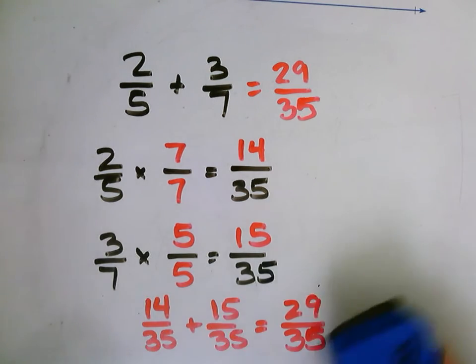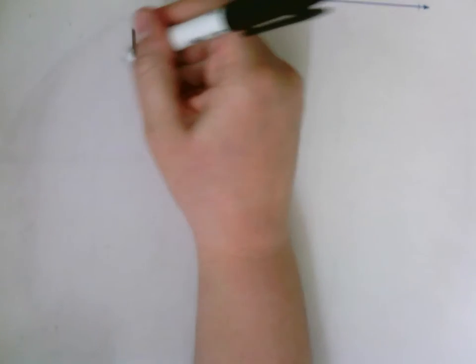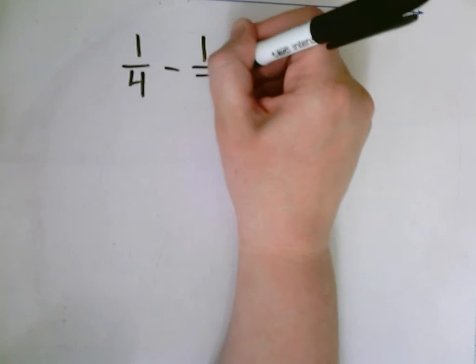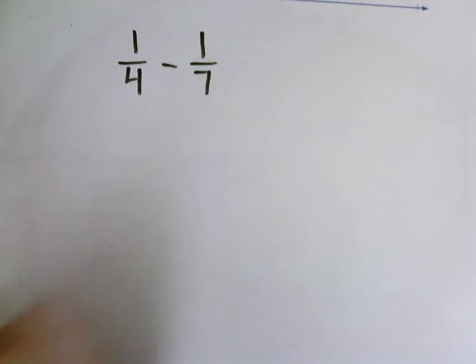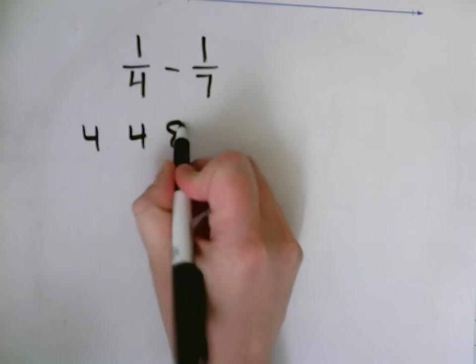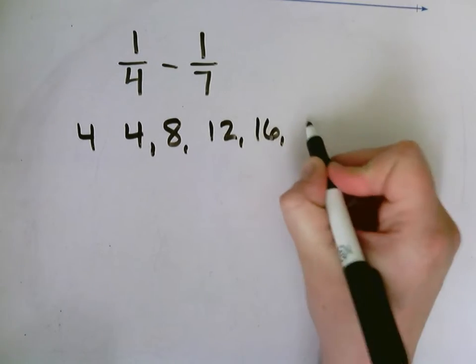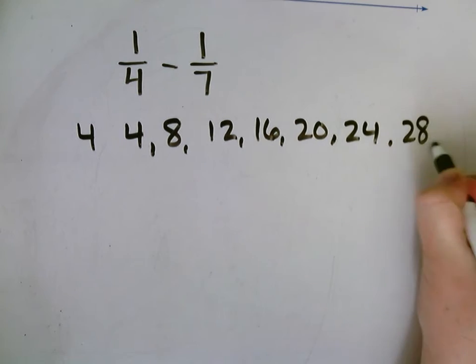One more example with subtracting. Let's do 1/4 minus 1/7. We do not have a common denominator. Let's count by 4s. 4, 8, 12, 16, 20, 24, 28, 32.